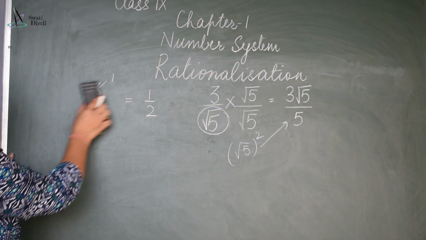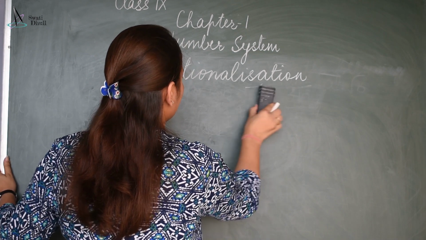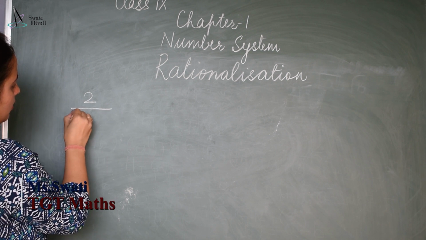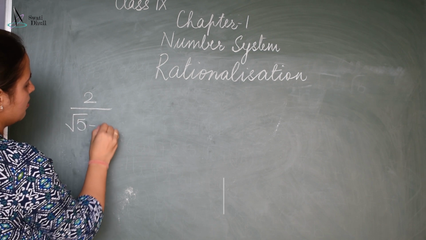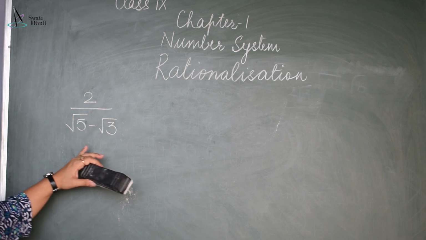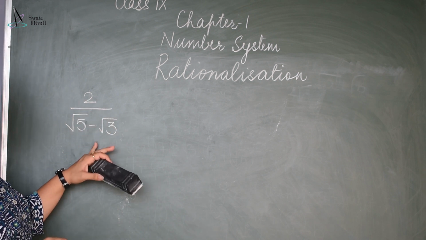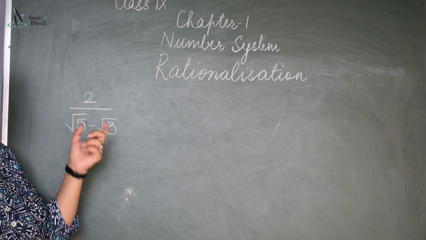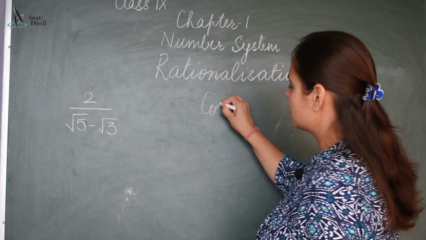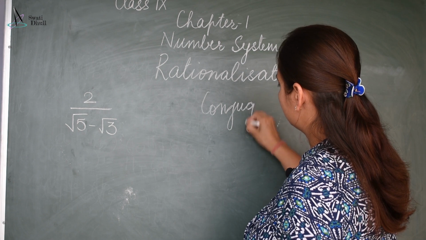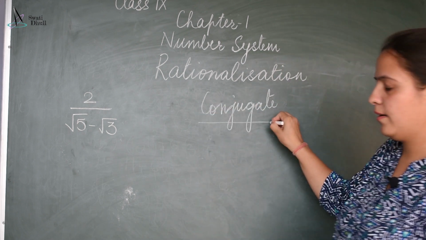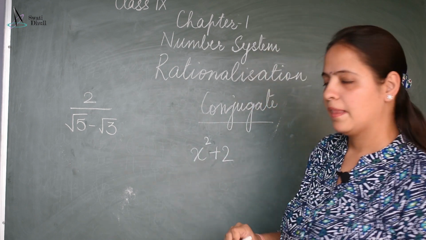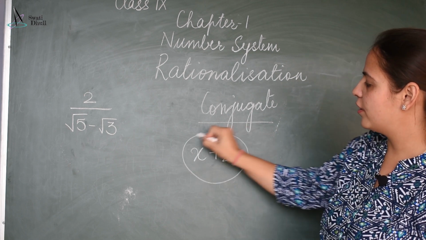Now let's take some more examples. If I have 2 upon root 5 minus root 3, now I need to rationalize the denominator. So what will I do? I will multiply this denominator by its conjugate. So let us first understand what is conjugate.